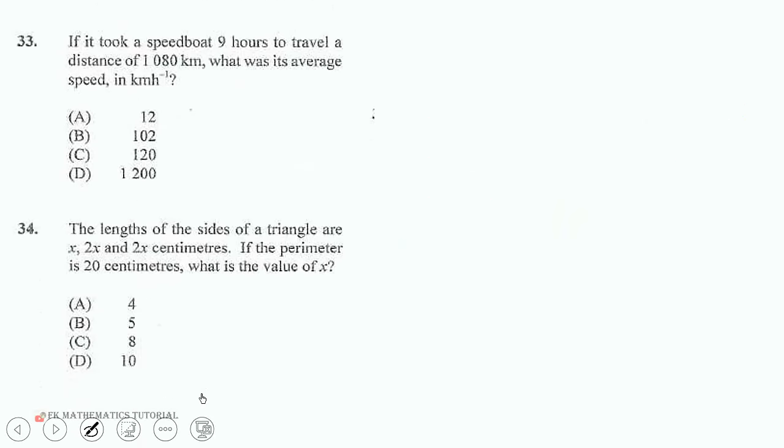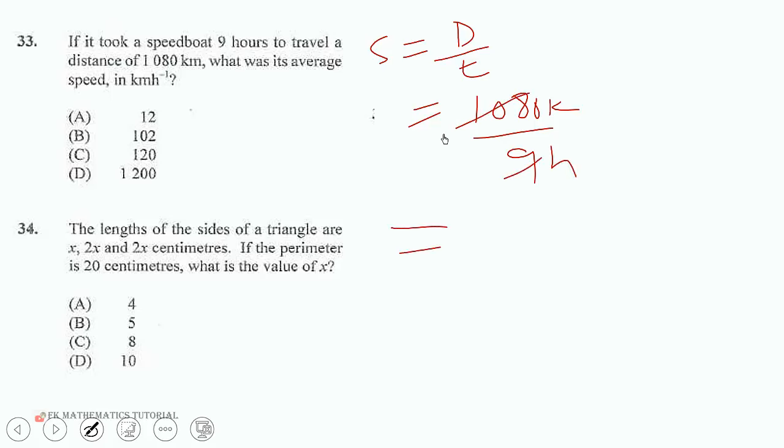If it took a speedboat 9 hours to travel a distance of 1080 kilometers, what was its average speed in kilometers per hour? So average speed is distance covered over time taken. The distance covered is 1080 kilometers. The time taken is 9 hours. So 9 goes into 108 12 times, so that will be 120 kilometers per hour. C is the correct answer.